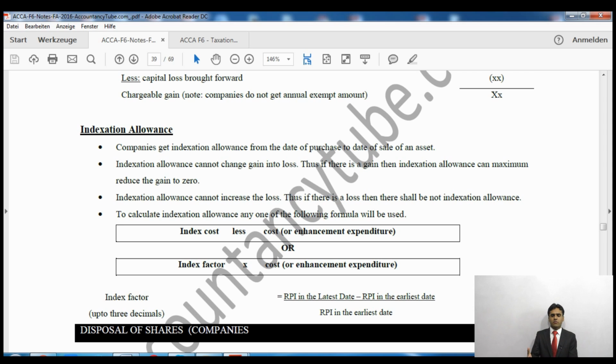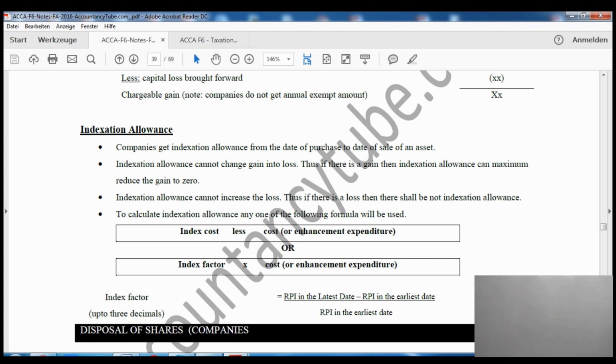Sometimes, because there will be lots of transactions in the question, the examiner will tell you the different indexation allowances, so you do not have to worry in that case either. Say, for example, I bought some shares today, I bought some shares after 3 months, I bought some more shares after 4 months. Because time is increasing every day, there will be inflation as well, so there will be an impact of inflation. So the examiner will give you the indexation allowance for every date. We will take the latest date less the earliest date divided by the earliest date, so that is the way to calculate the indexation allowance in that case.